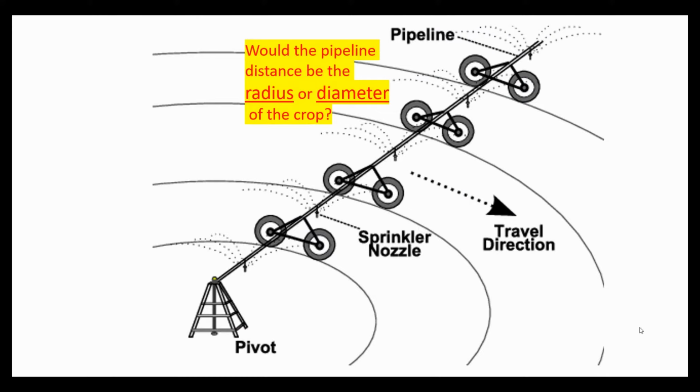So now here's a question for you. Would the pipeline distance be the radius or diameter of the crop? This pipeline, that distance, would that be the radius or diameter? The answer is radius. That would be the radius of the circle. It goes from the center to the outside. That's the radius.